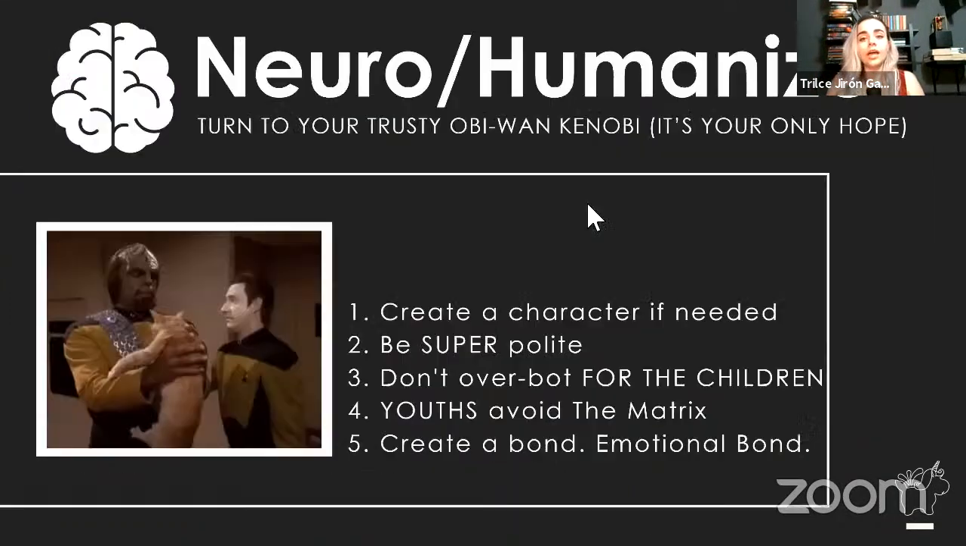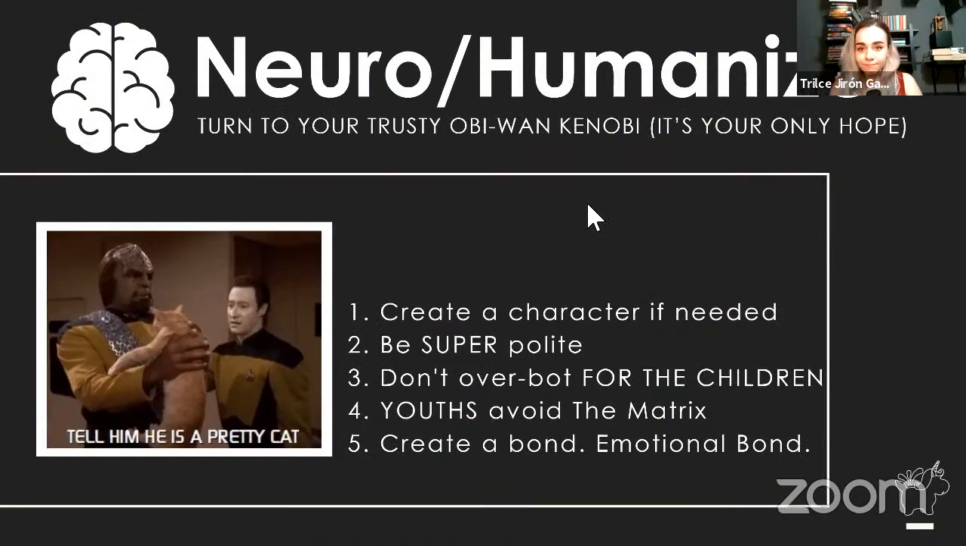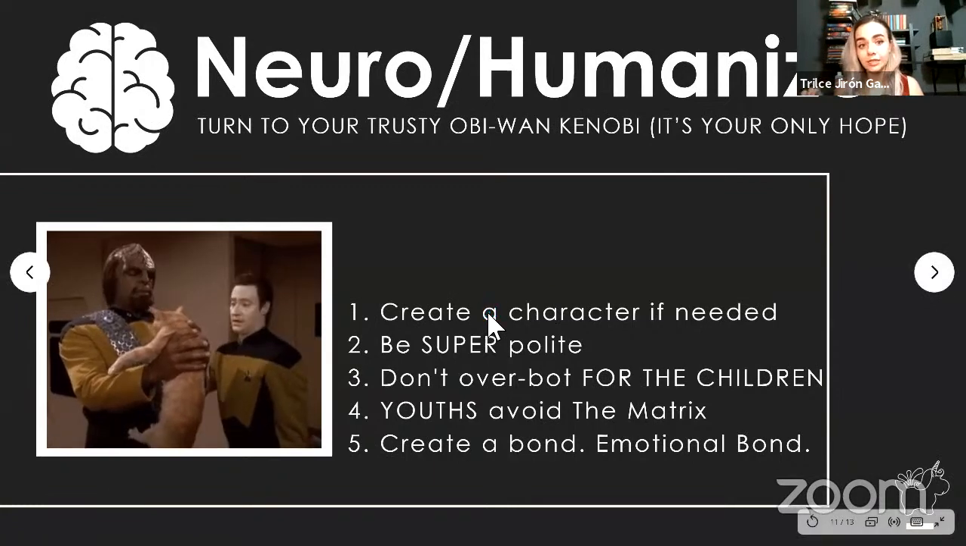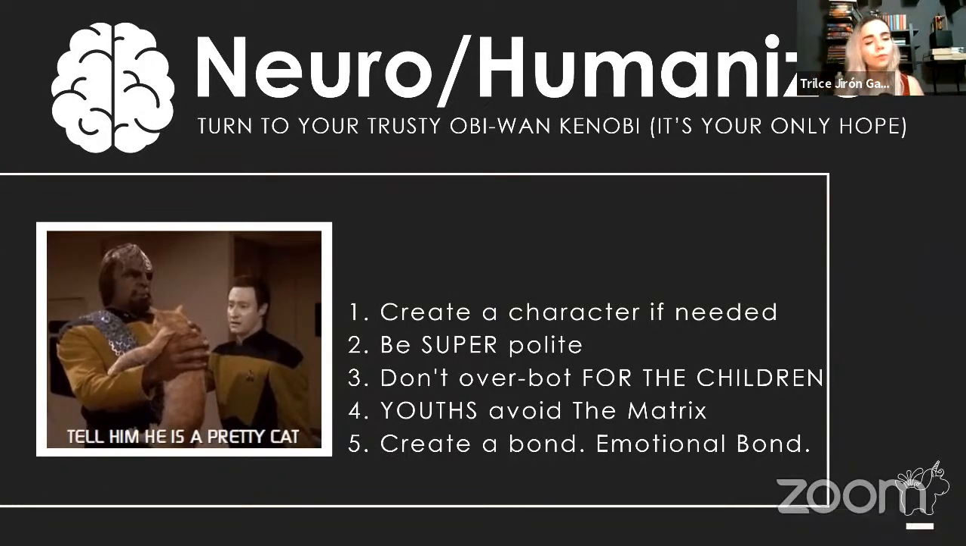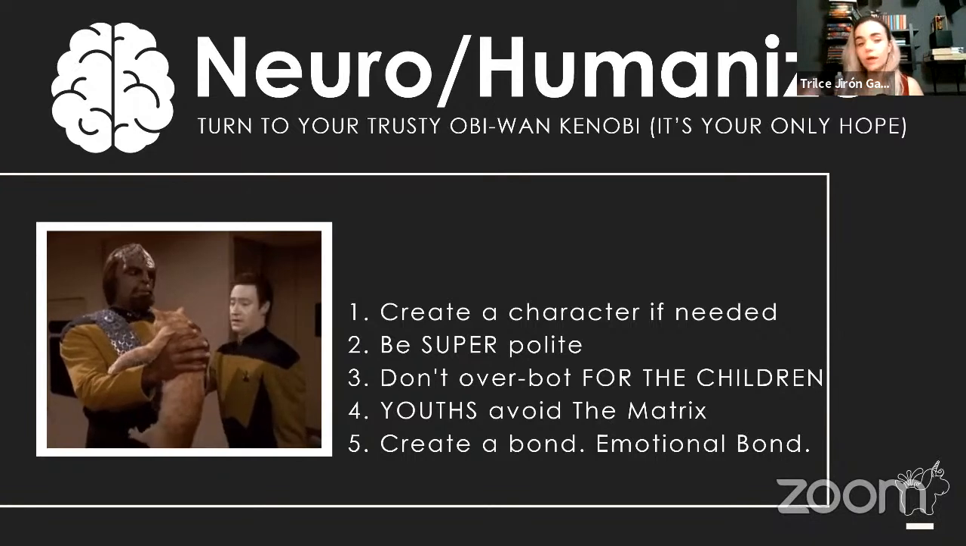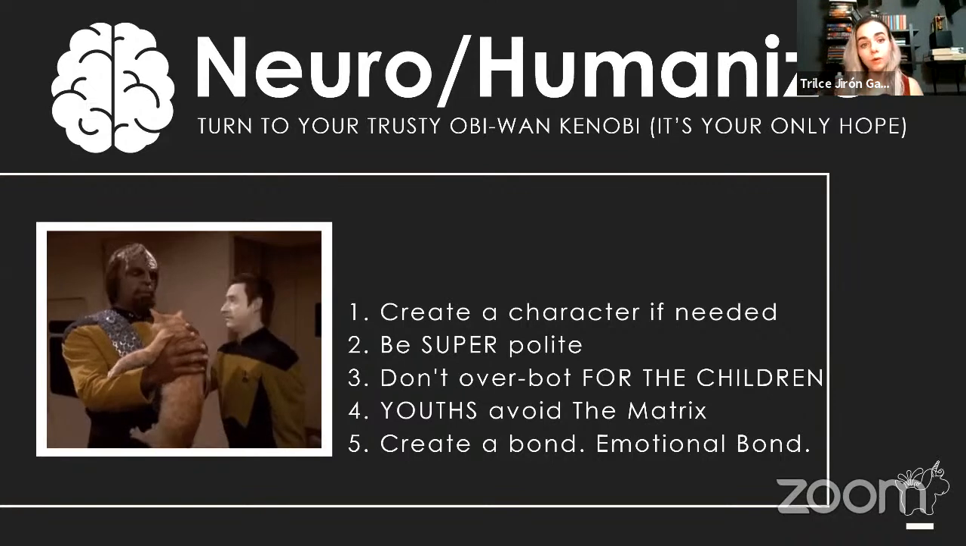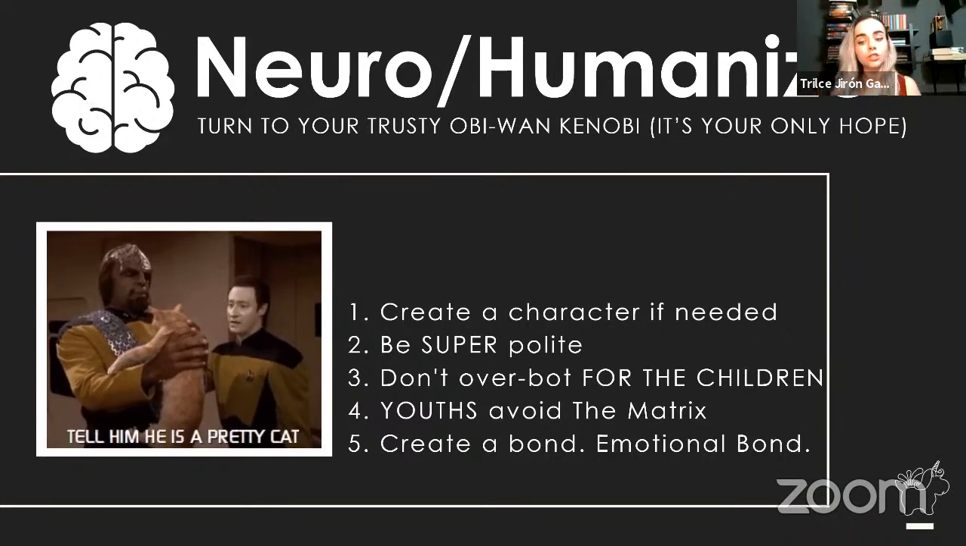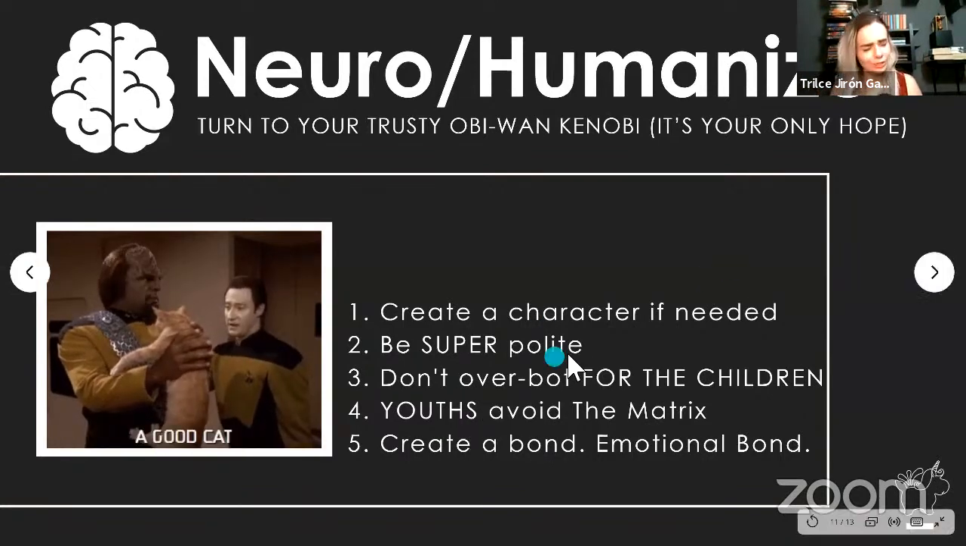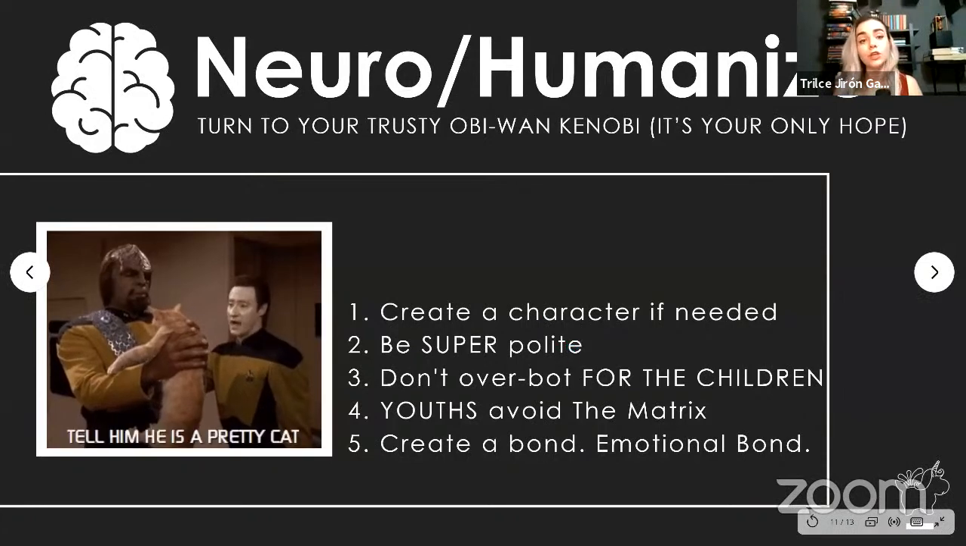Okay, and neuro or humanize. And here it is very, very different from Facebook Messenger. Here we don't have create a character as a basic. It's only if needed. You have to be super polite. Remember that millennials and Gen Z are really respectful. So you need to be very polite and very short in your conversations. Don't overbot, do it for the children. Remember that these are the youths.